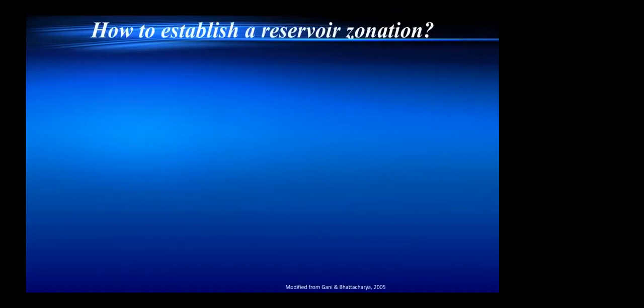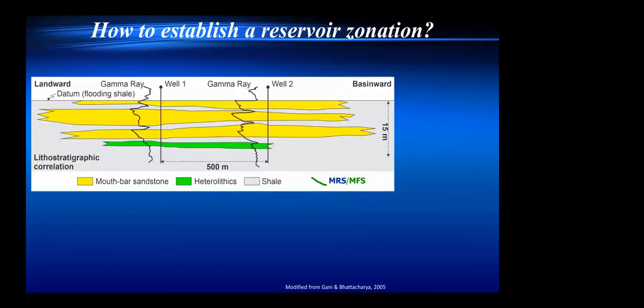So the million-dollar question is how to establish a reservoir zonation. It is a task of enormous responsibility because it supports the production performance of an oil field. And there are two options to do that. Option A: connect similar well log patterns, assuming they are correlating the same rock unit. It is a lateral stratigraphic correlation.